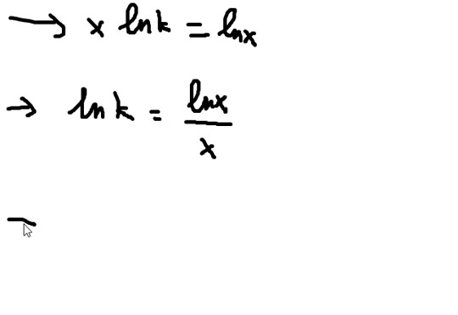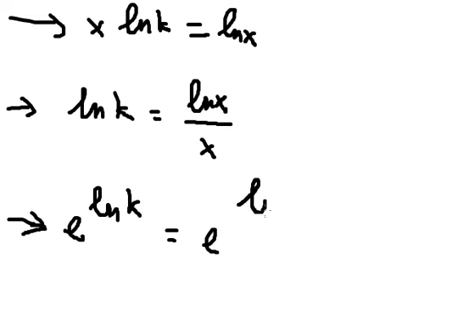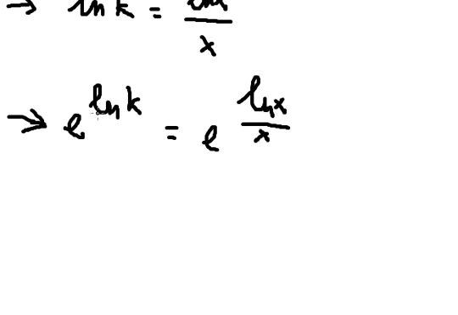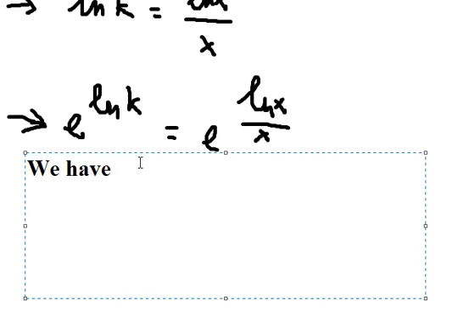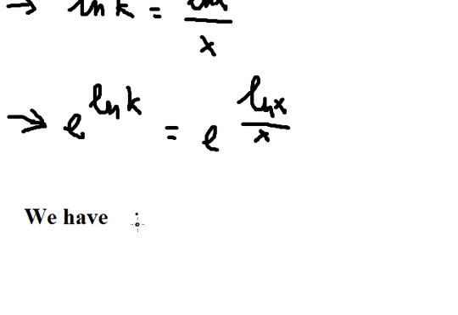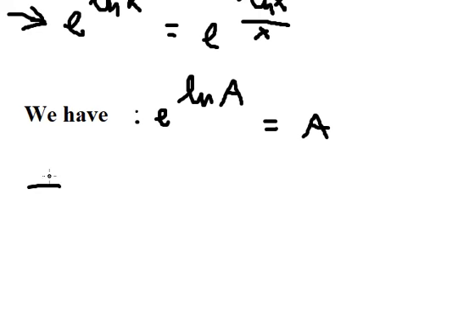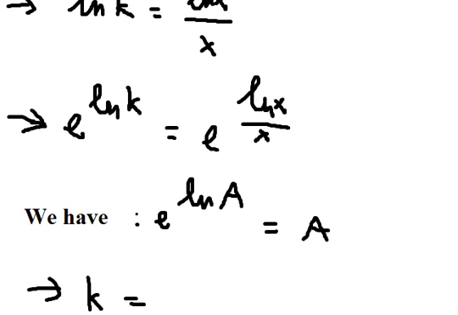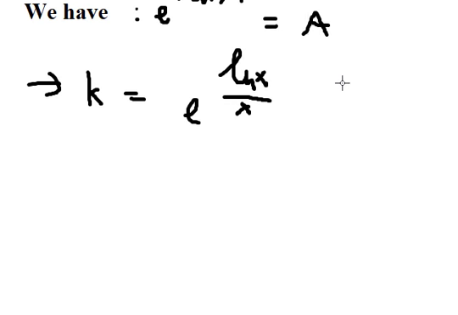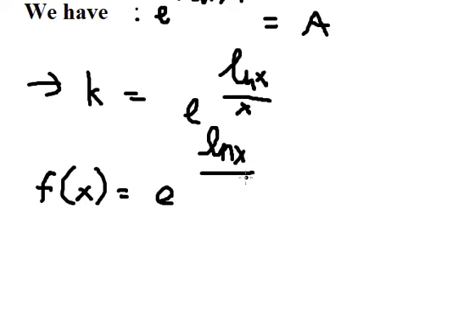Next, we need to put e on both sides. And we have the formula in here. So we need to transform this one into this one, and we have k. Now we need to set up the function f of s equals to this one. And then we have y equals to k.